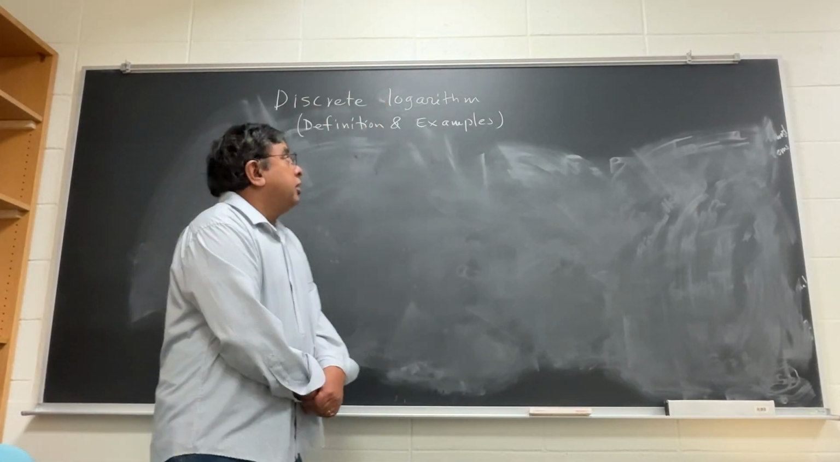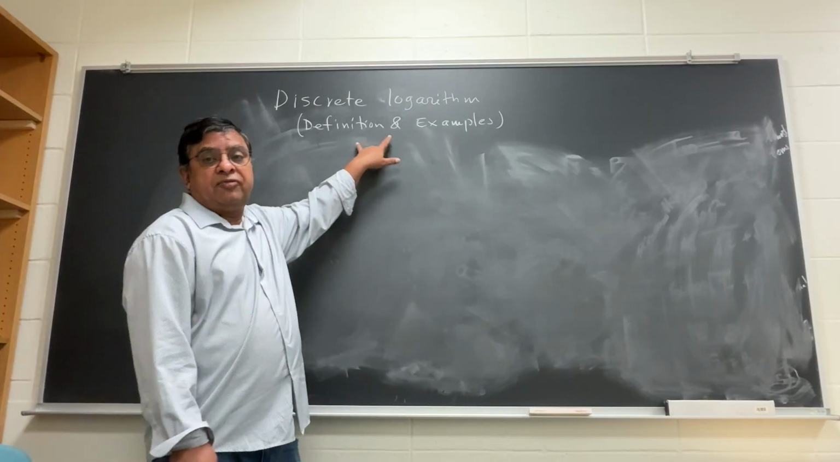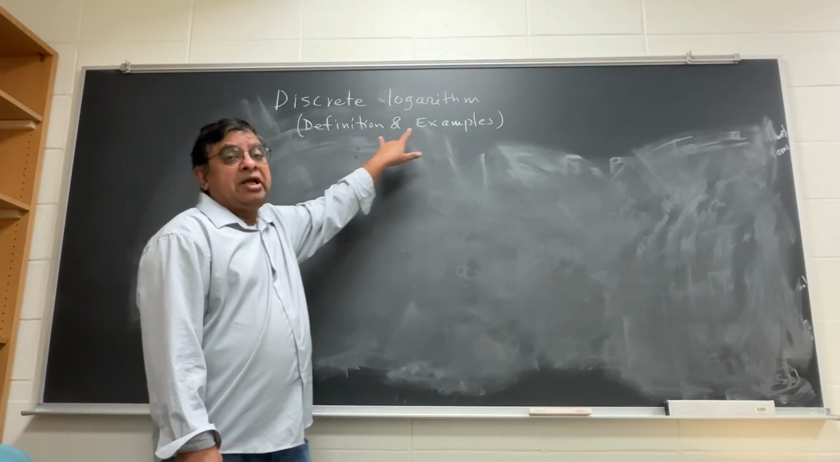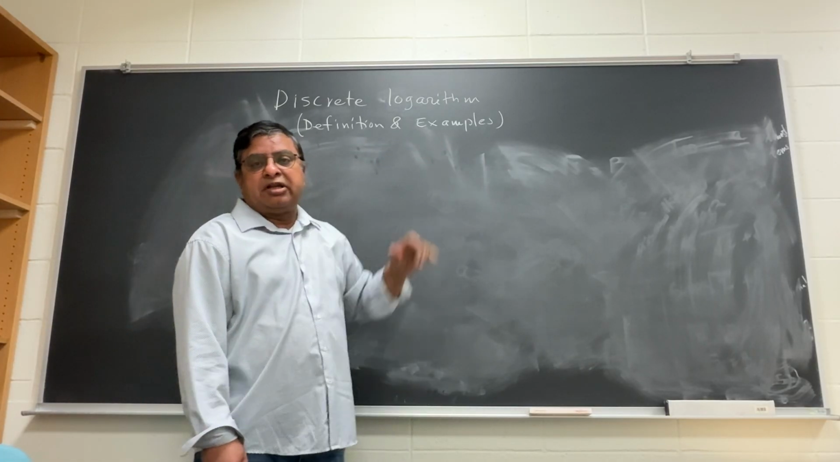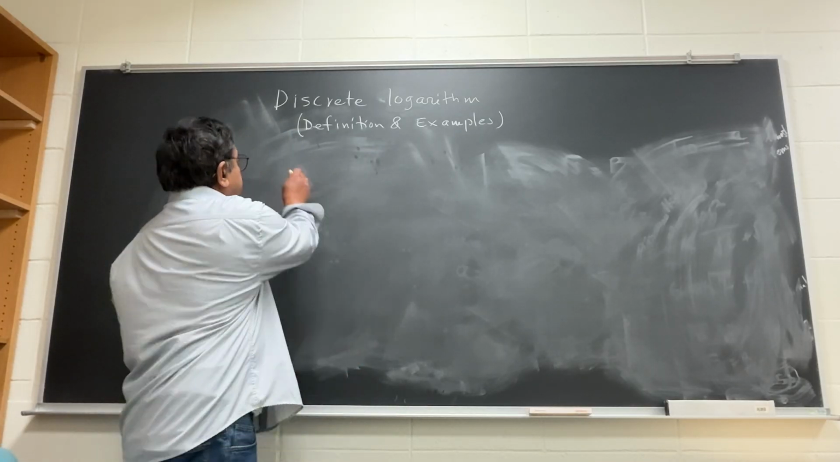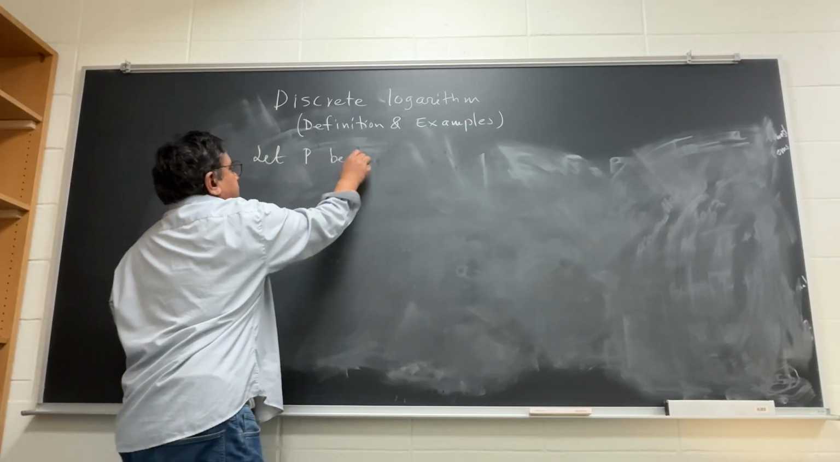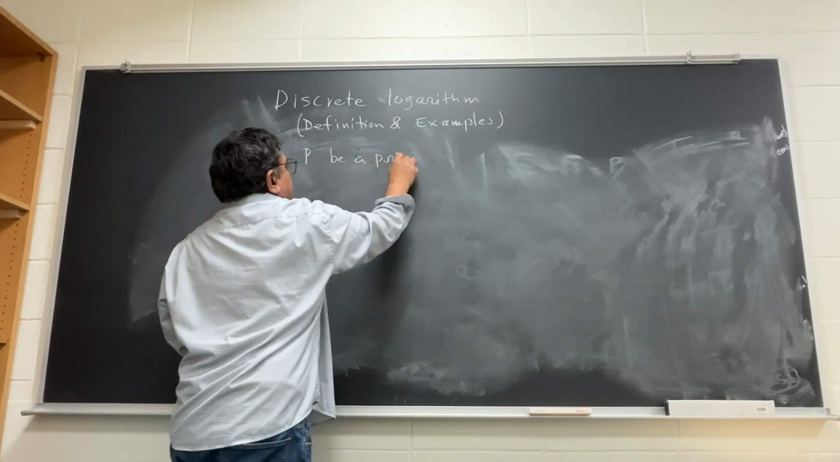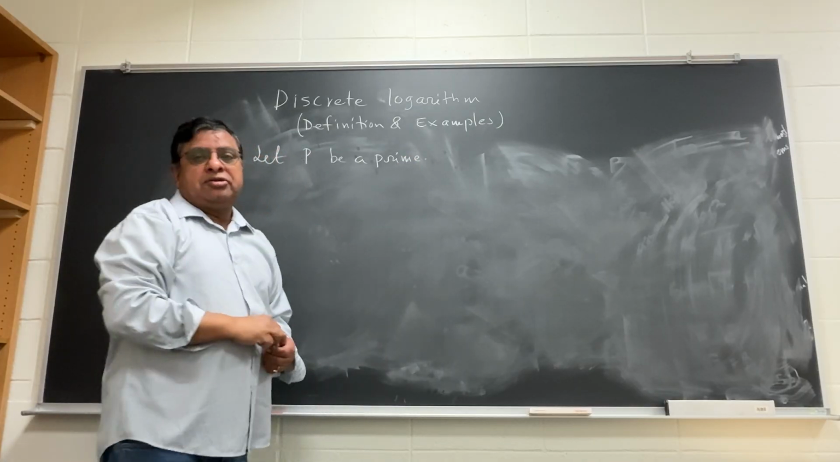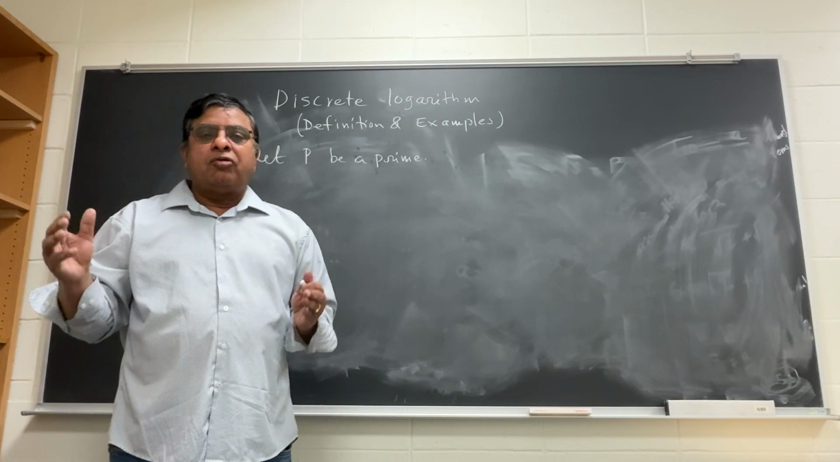Greetings. In this short video, I will give you the definition of discrete log and examples based on a prime number. Okay? So let's begin. Let P be a prime number. For us, usually this is an odd prime, usually 3 or 4 digits.